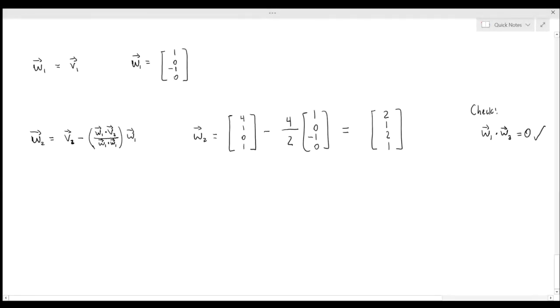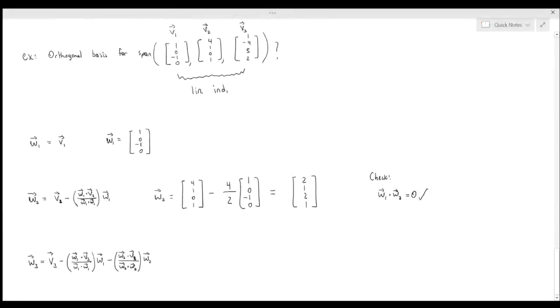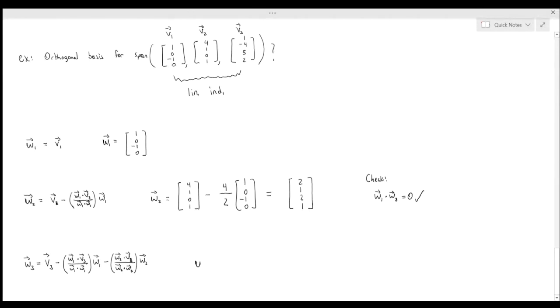So lastly, we need to get one more vector, W3. To get W3, we take V3 and subtract from V3 its projections onto W1 and W2. So its projection onto W1 and then its projection on W2 over here. All right, so let's plug everything into that formula. First, it's going to be V3, so I'm going to just copy down my V3.